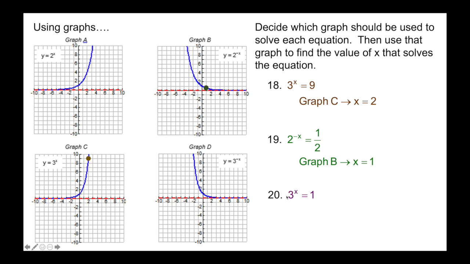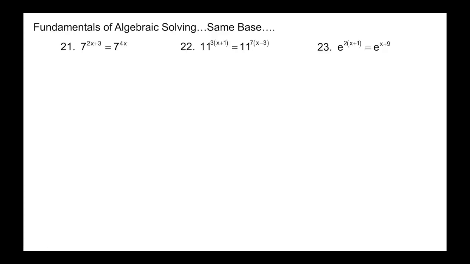My last one on this page, number 20, 3 to the x is going to match up again with graph C. This time we're looking at where it's equal to 1, which looks to be about right here. And that is lining up with 0. Once again, we want to check that. 3 to the 0 does give us 1, so we know that that's the correct answer.